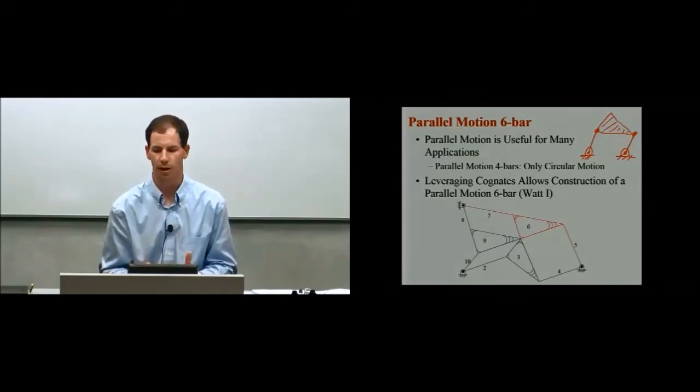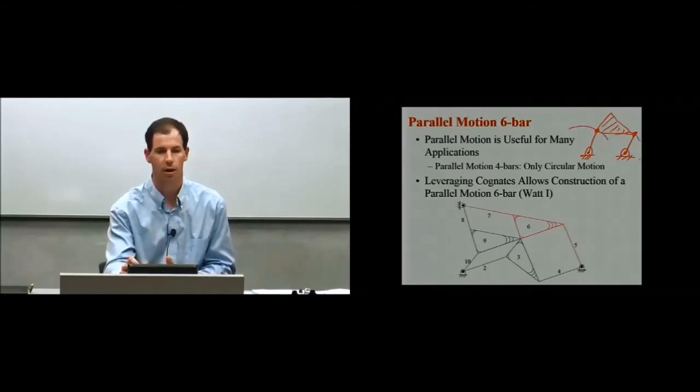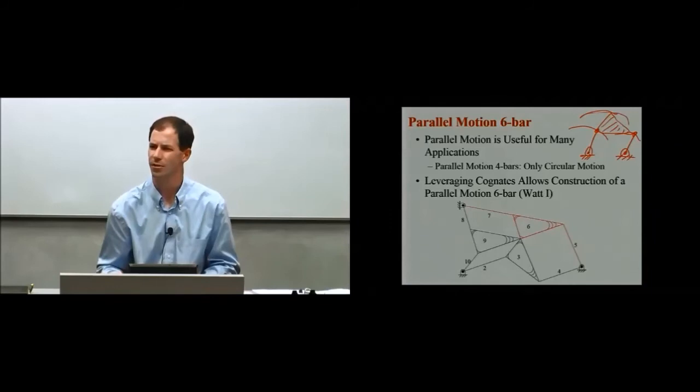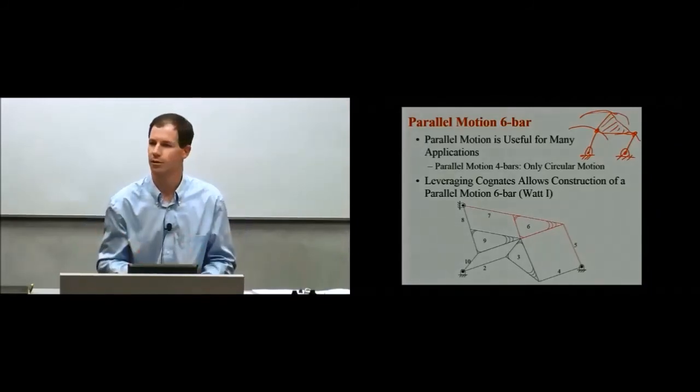The problem is that a 4-bar parallel motion only has circular motion. In other words, this point right here goes through a circle, this point right here goes through a circle of the same arc, and therefore our coupler point only goes through a pure circle as well. And so our motion is very constrained. We really can't create any kind of interesting motion. Our coupler is purely a circle, a coupler curve.